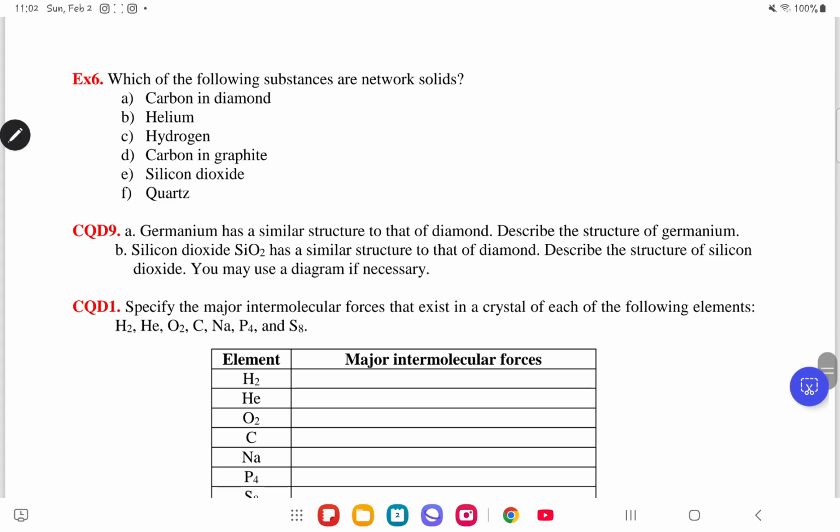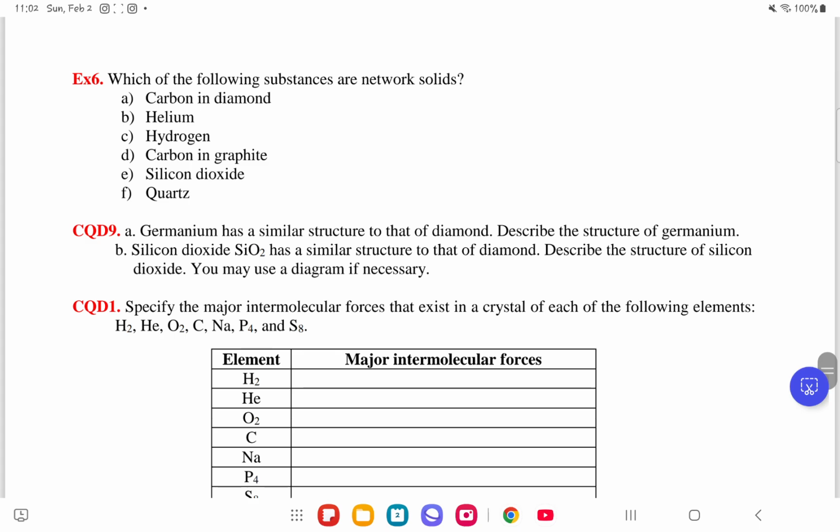So we move on to CQD number 9. They said germanium has a similar structure to that of diamond. Describe the structure of germanium. If it has a similar structure to that of diamond, that means it has a tetrahedral arrangement in which each germanium atom is bonded to 4 other germanium atoms. Okay, and they are covalent bonds, so it will form what? Hexagons.